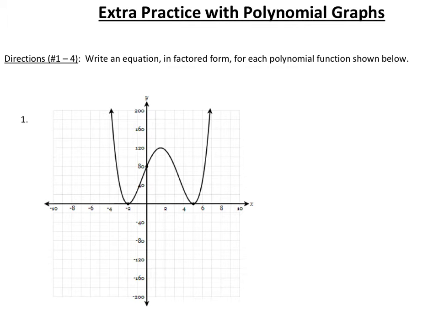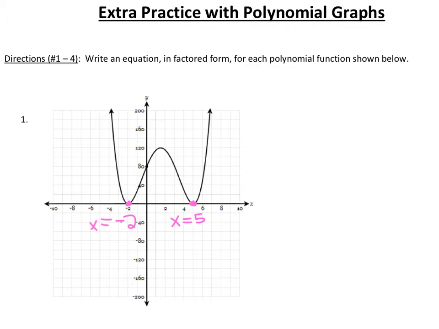Okay, so we're going to take a look at numbers 1 and 2 from the Extra Practice with Polynomial Graphs packet. All right, so first thing we want to do, the directions are to write an equation in factored form for each polynomial function shown below. Okay, so in order to do this, we have to look and say, well, what are my zeros? So we have a 0 right here at x equals -2. And we have another one right here at x equals +5.